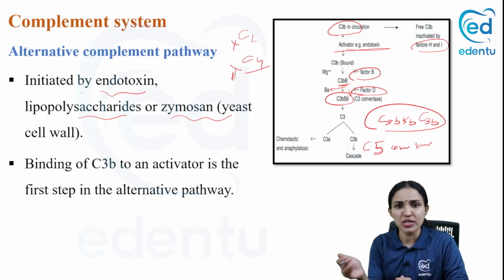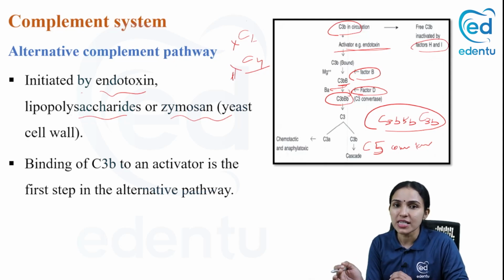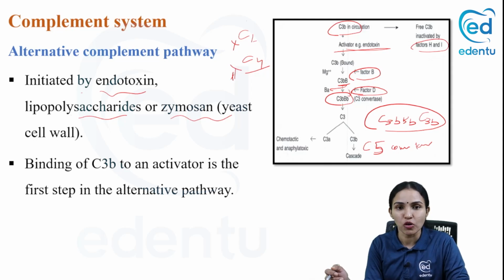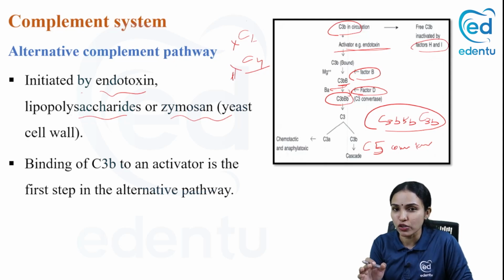The rest of the cascade is the same as the classical complement pathway. Once C5 gets activated, 6, 7, 8, 9 also get activated, join the cascade and form the membrane attack complex. So all the rest is the same. Remember, the initiator is molecules like endotoxin, it starts with C3b, and there is no involvement of C1 and C4 in the alternative pathway.